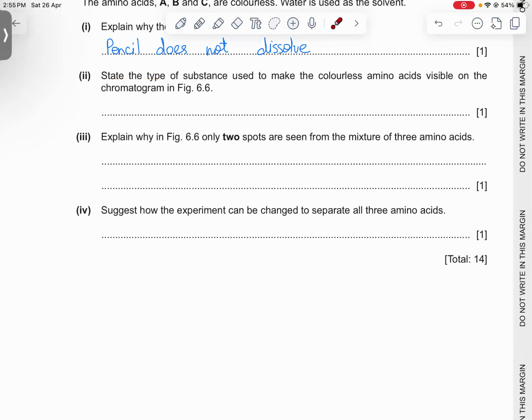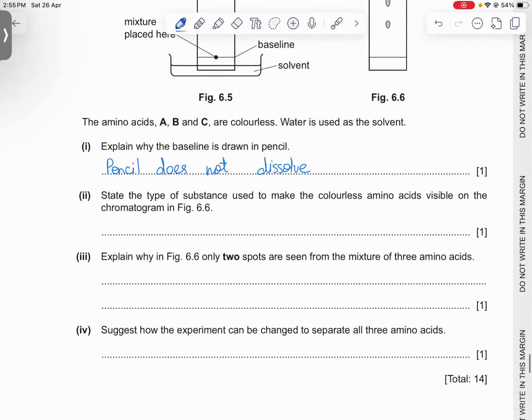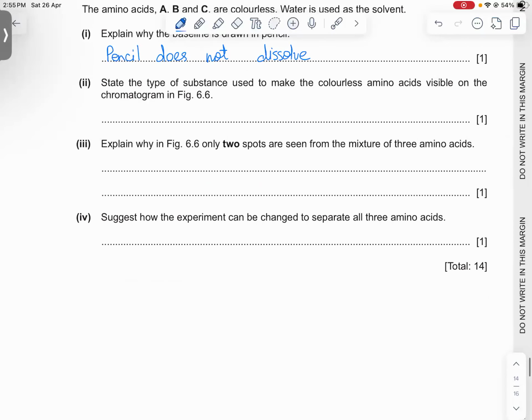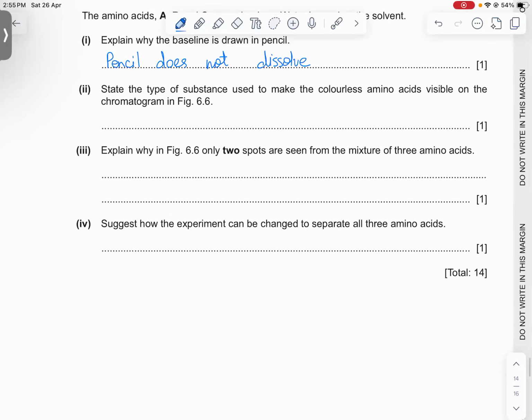State the type of substance used to make colorless amino acids visible on the chromatogram in figure 6.6. If the amino acids are not colored, if we can't visualize them because they're transparent, we use what we call locating agents. Why do we not call them chemical indicators or colored droplets? Because it's not necessary that locating agents are actual physical things. Locating agents could be some radiations, some lights.